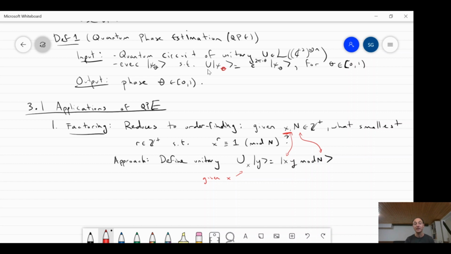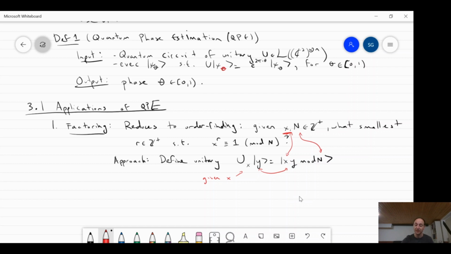So x is fixed and y is kind of the input over here. This is y over here. Okay, so the unitary is just this. You define this unitary, and then you basically run phase estimation on this unitary, extract a phase basically, and do post-processing on it. That's the very rough idea.